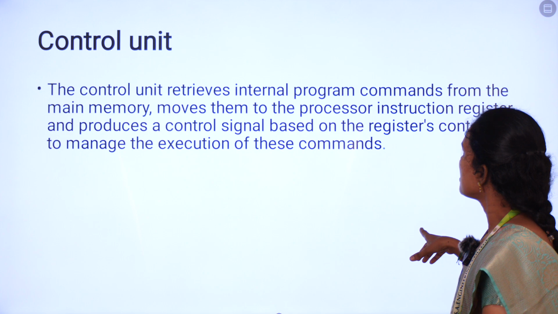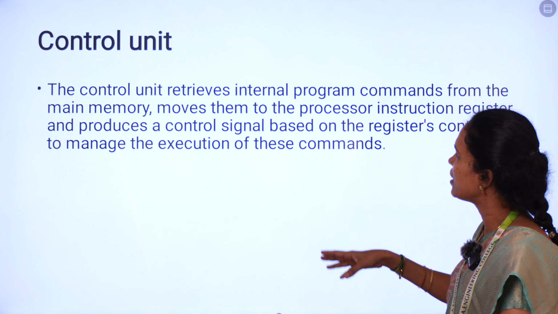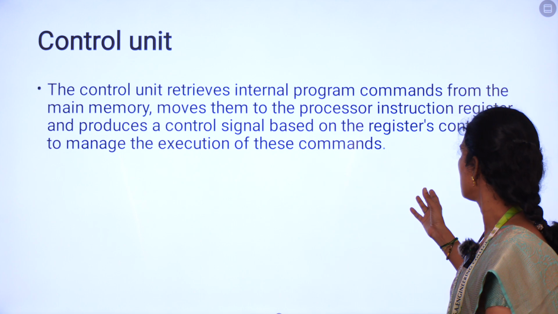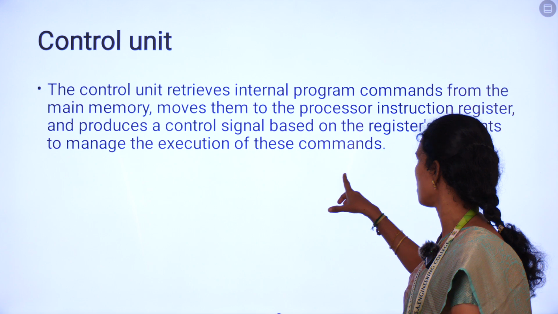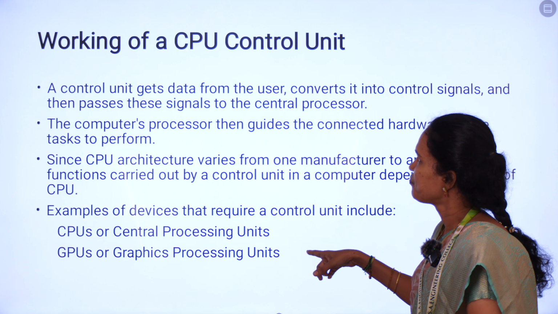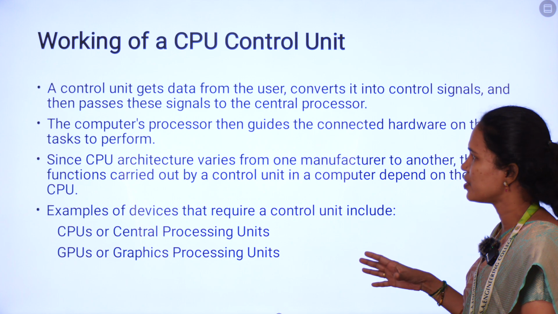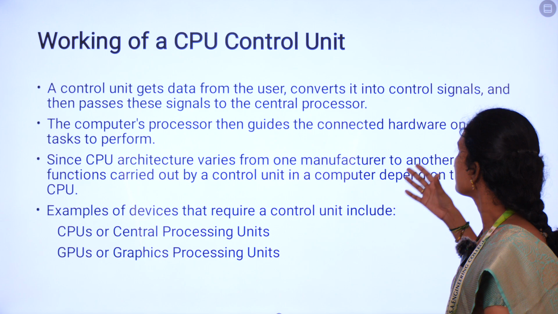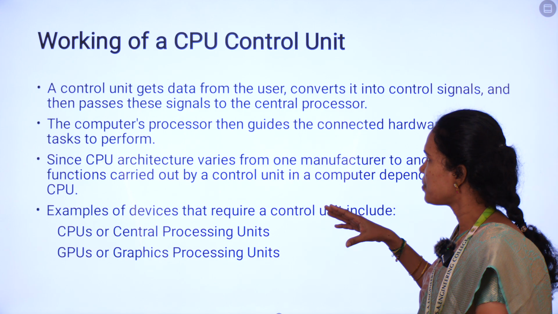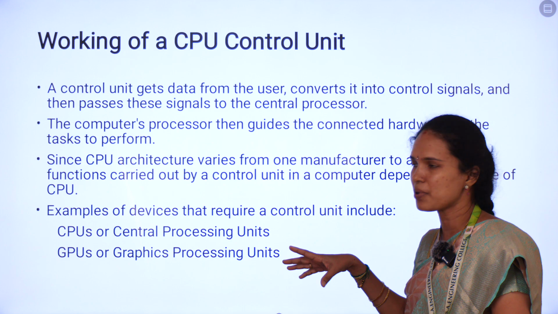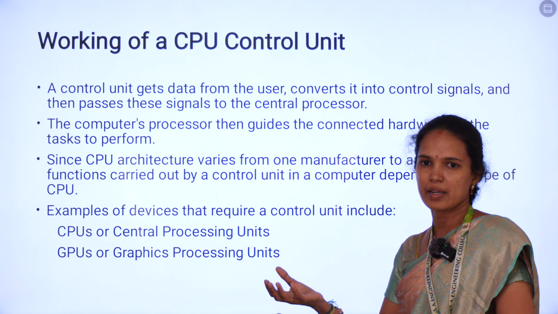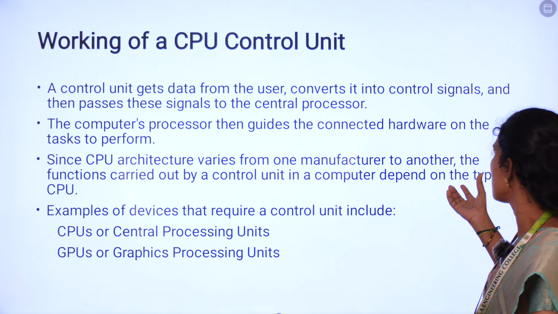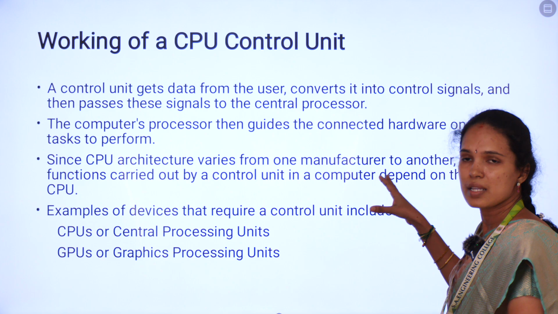The control unit retrieves the internal program commands from the main memory and moves them to the processor's instruction register, and produces the control signal based on the register's contents to manage the execution of these commands. How the control unit works is given here. The control unit gets data from the user and converts it into the control signal, and then passes this signal to the CPU, the central processor.